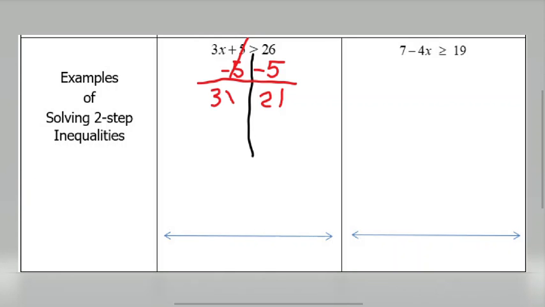And then on my left side, I'm still left with that 3x. We didn't change this 3x, so we just bring it down. Now I want to get this x by itself, and I know a number next to a letter means multiply.